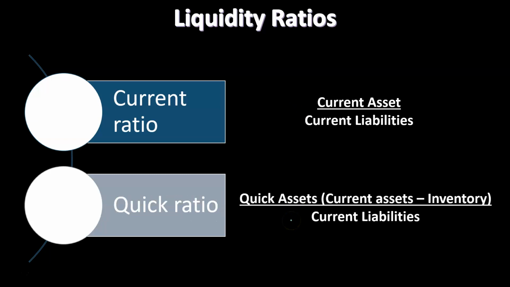The quick ratio is basically restricting the numerator to something even more restrictive, taking out inventory, so that now we're trying to see how many times current liabilities could be paid off with the quick assets, which does not include inventory anymore.